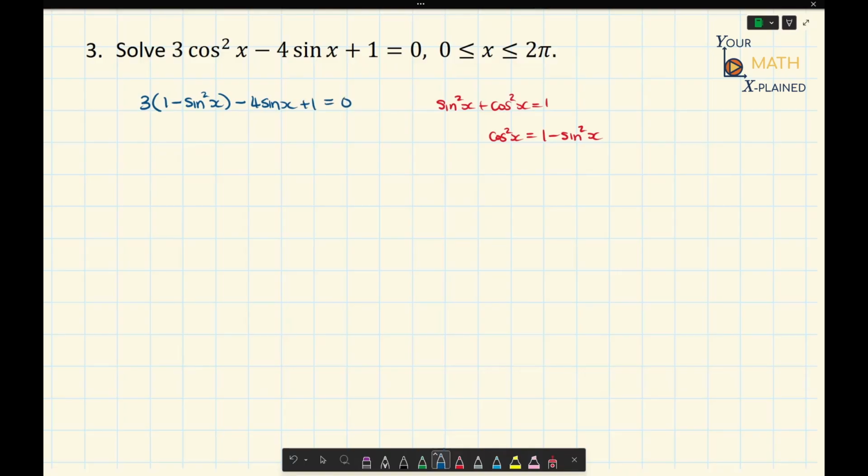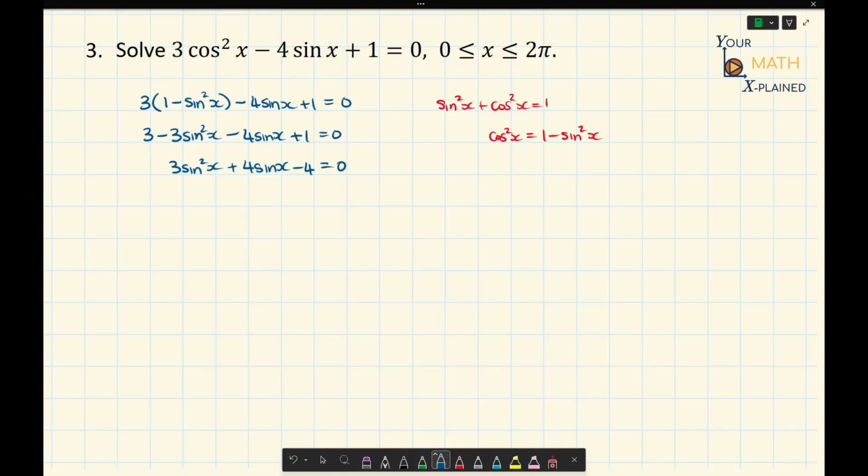Now distributing our 3 is going to give us 3 minus 3 sine squared x minus 4 sine x plus 1 is equal to 0. And now we're just going to combine like terms, and I'm going to divide both sides by -1, so our leading coefficient here is positive. So that gives us 3 sine squared x plus 4 sine x minus 4 is equal to 0.